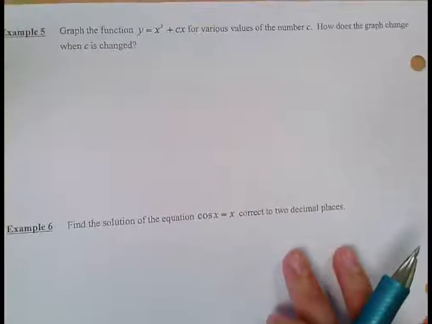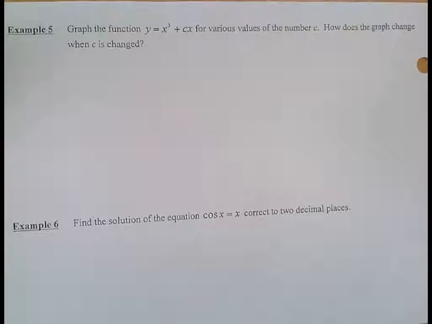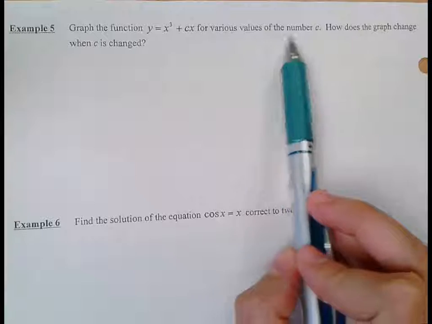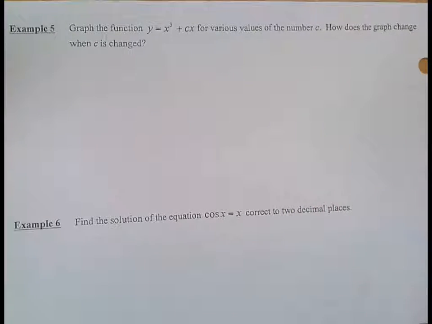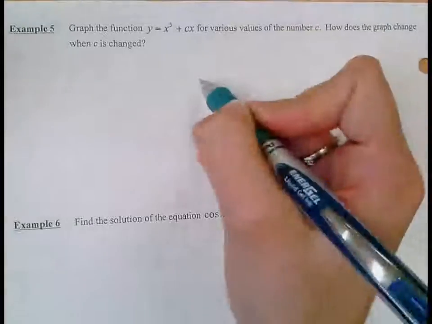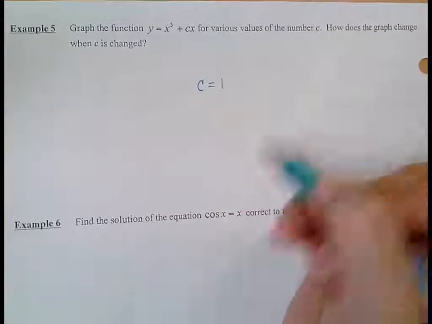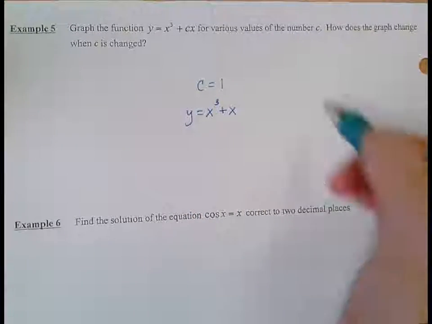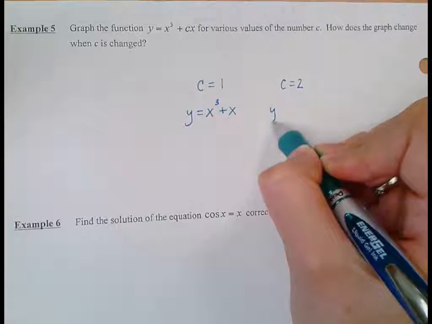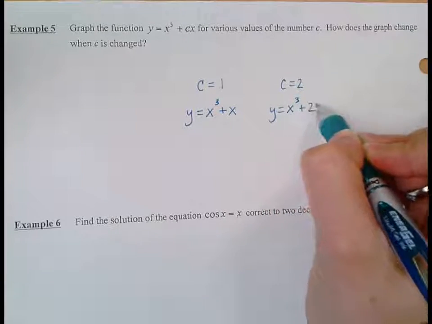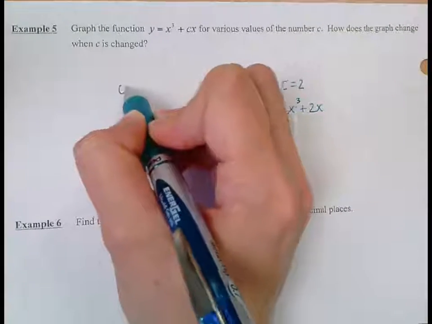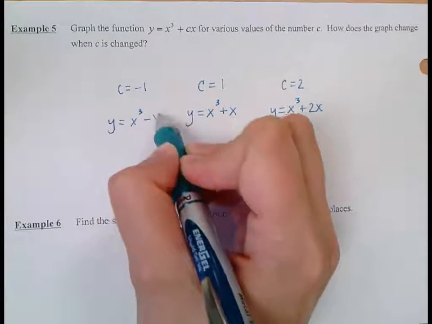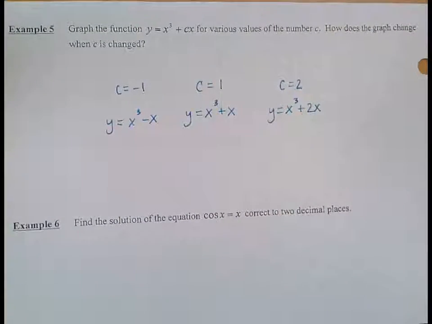We did skip over example 5. I briefly explained what it was asking. It said graph the function y equals x cubed plus cx for various values of the number c. How does the graph change when c is changed? So I said, let's say c was 1. Then the function would be y equals x cubed plus x. And then if c was 2, it would be y equals x cubed plus 2x. I could go in the other direction, maybe c is negative 1. Y equals x cubed minus x. I skipped over c equals 0. I could do that as well.